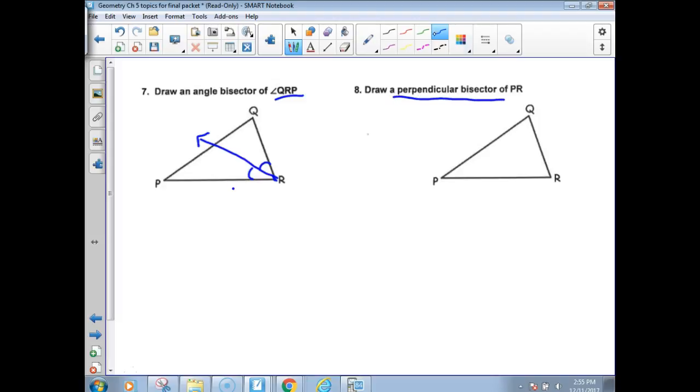Perpendicular bisector of PR. If you're going to bisect PR, you're going to cut it in half. So find the middle of it. Right? So I made a point. It's in the middle. Now I'm going to do it with a perpendicular bisector, which means I need to come straight down at a right angle through there. And it's just a line that cuts through there at a right angle. I hope this is helping you see what these look like.